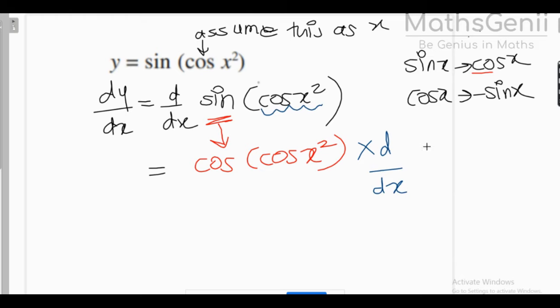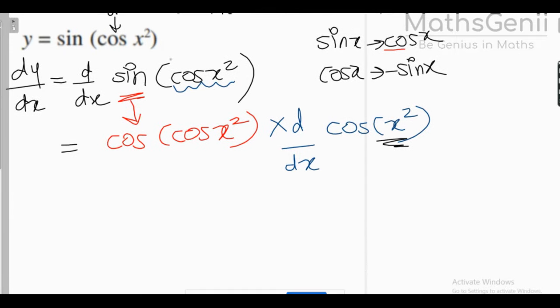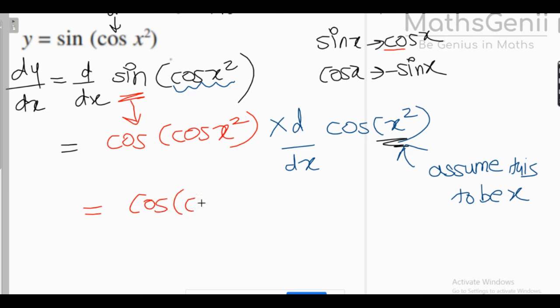So this was considered as x, so I'm multiplying this with this term. Again, do you have a normal x inside the bracket? No. So again, what will you have to do? Assume this to be x. Now what will you do? This will remain as it is.